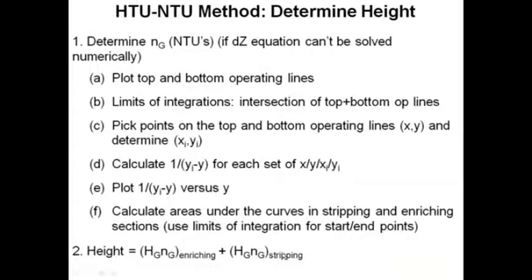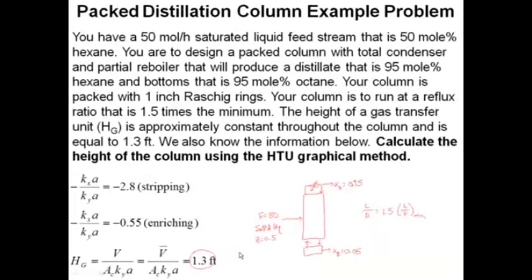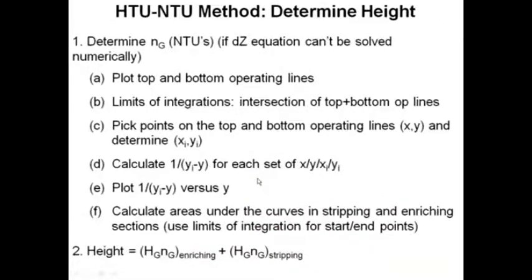So I want to point out something, that often Hg in enriching and Hg in stripping are not the same, but for us they are the same. V equals V bar, and this is because the feed is a saturated liquid, and for this type of feed, V equals V bar. So our Hg's values are going to be the same in the enriching and the stripping sections. Well, let's start the problem.